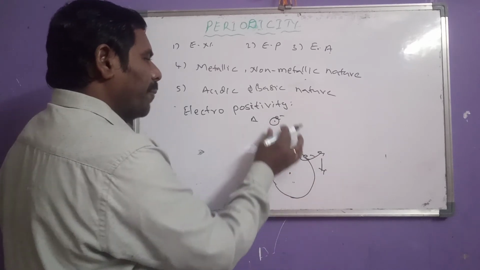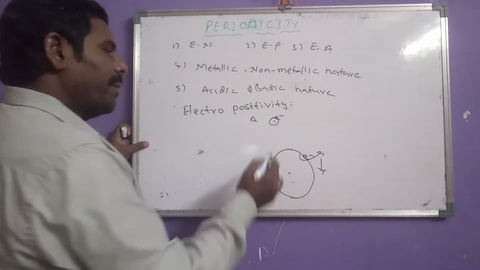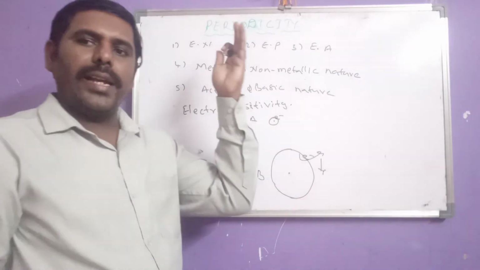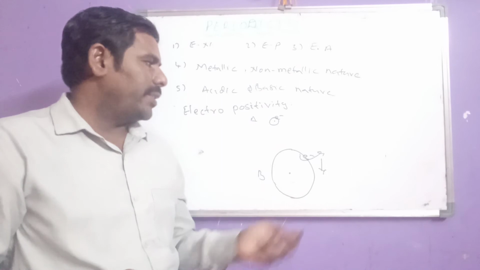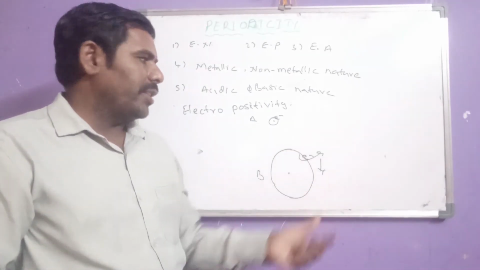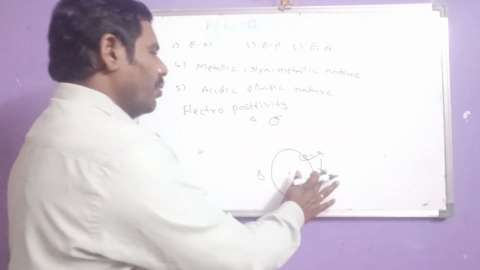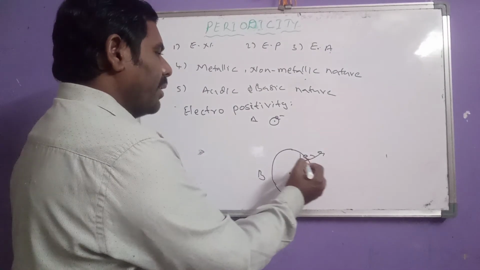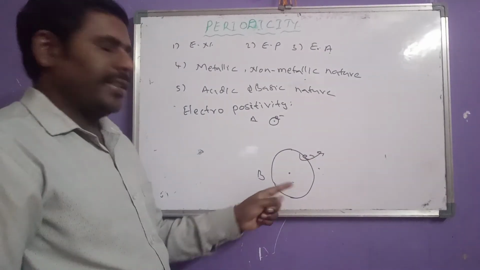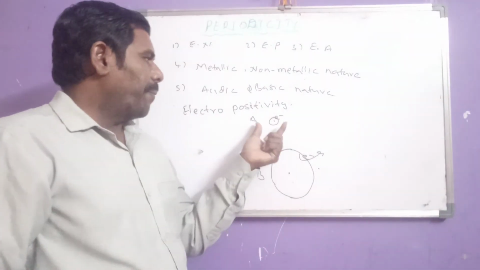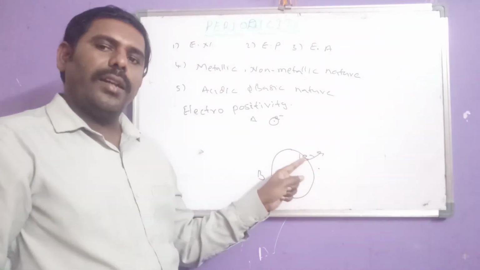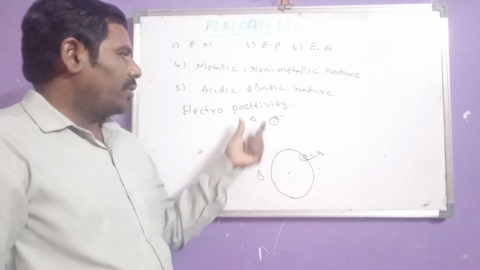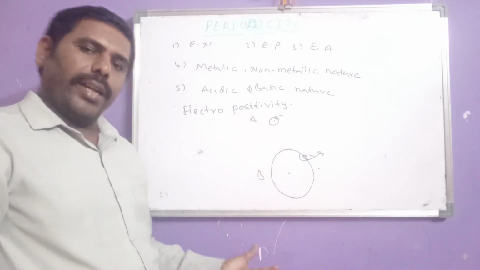That means from top to bottom, as atomic size increases, electropositivity also increases, because the atom easily loses the electron. Like that, this electron is lost by this B atom easily compared with A atom, as nuclear attraction is less on that outermost electron. So this is the variation in a group.